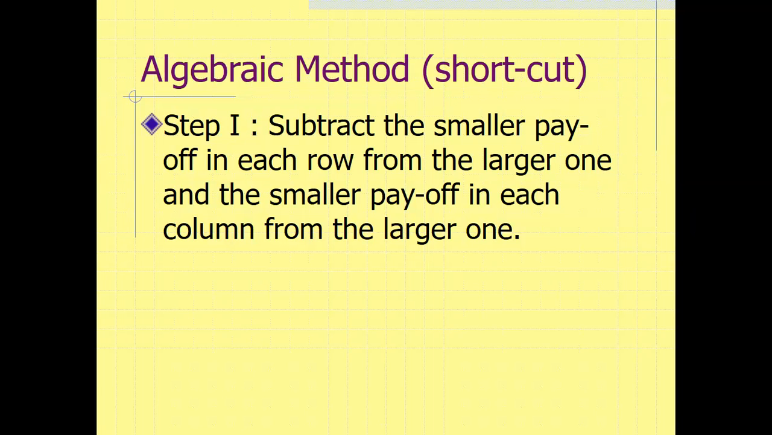Now, let us discuss the shortcut method, an alternative to this algebraic method. If the original game consists of a payoff matrix of order 2 by 2 and there is no saddle point in it, then the strategies to which each player would resort can be determined as follows. Let the original game be as given. Step 1: subtract the smaller payoff in each row from the larger one, and the smaller payoff in each column from the larger one.